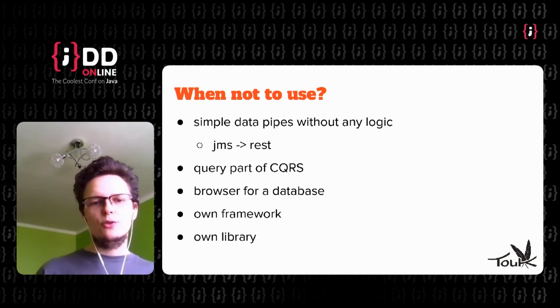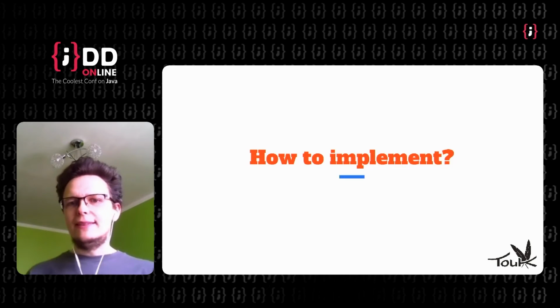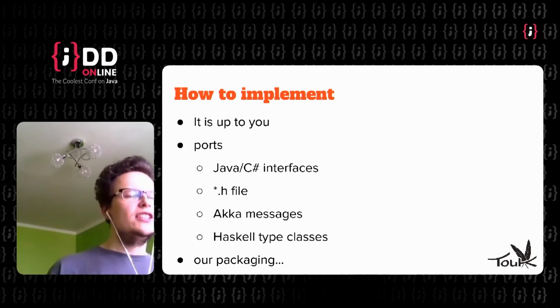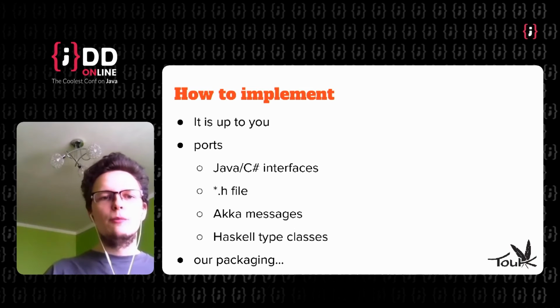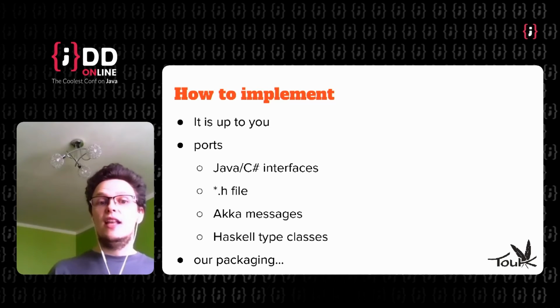This is the architecture only of business applications. Okay, how to implement it? As I said before, it's up to you. But depending on the language that you are using, for example, in Java or C#, we could write our ports as interfaces. In C, C++, we could use the H files, and there is another approach depending on the languages.